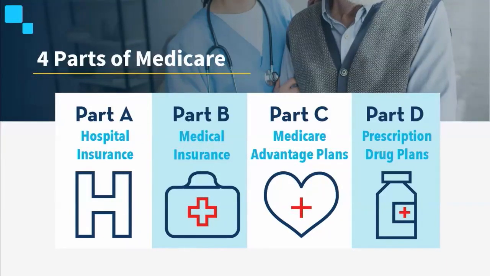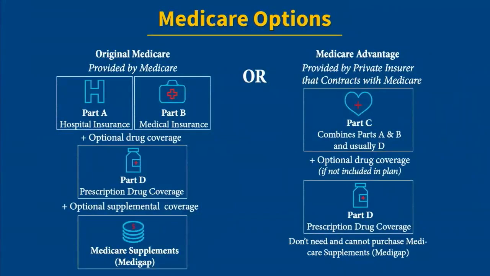Now, Part C is your Medicare Advantage plans, which wrap all of those together, and it's mostly like a closed loop. You're not going to have as much flexibility, but it's likely to be a lot lower cost. Now we get into Medicare options.